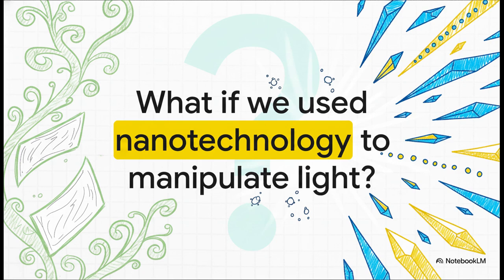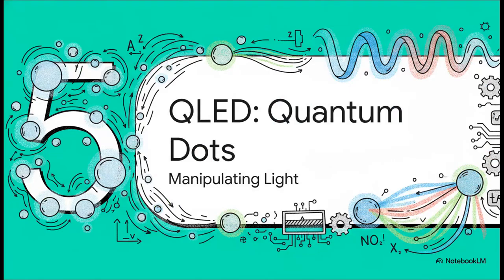But what if we completely flip the script? What if we wanted unparalleled, blinding brightness and a screen that practically never degraded? What if we just stepped away from organic materials entirely? That leads us right into Section 5. QLED, Quantum Dot Brilliance, Manipulating Light with Nanocrystals.